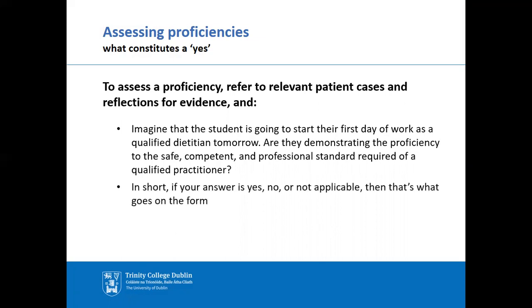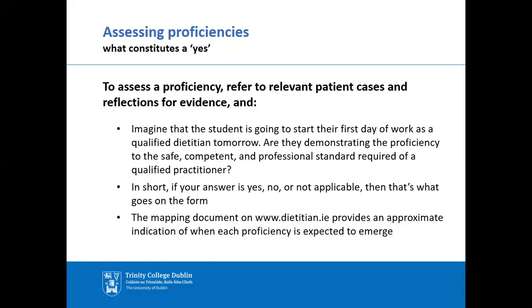If your answer to this question is yes or no, then that's what goes on the form. If you've insufficient evidence to support a yes or a no, then not applicable must be documented on the form. The mapping document on dietitian.ie can be used to help assign proficiencies, as it provides an approximate indication of when each proficiency is expected to emerge on placement.